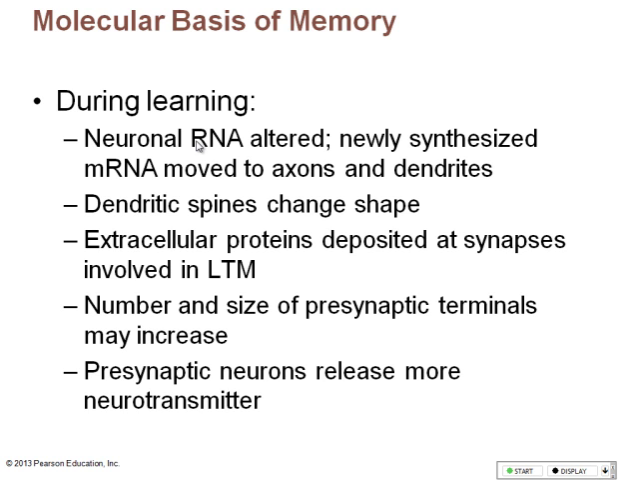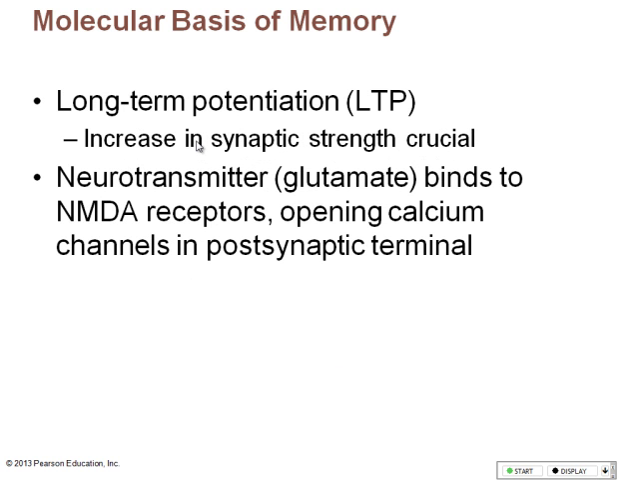So number and size of presynaptic terminals may increase, so I can get more information and fire off more neurons during long-term memory storage. And presynaptic neurons release more neurotransmitter during long-term memory storage. So these are all of the things that actually change in your brain when you create a long-term memory. So the dendrites actually grow and create more branches. So long-term potentiation, LTP, is an increase in synaptic strength and is crucial for memory building.